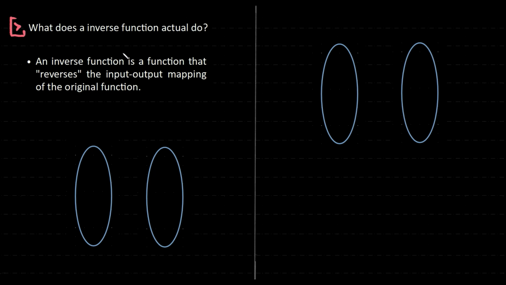The chapter has to do with inverse functions. It's called inverse trigonometric functions, the chapter heading. So it has to do with something called inverse functions. But what is an inverse function? An inverse function is a function that reverses the input-output mapping of the original function. This is one of the simplest ways of putting it across.